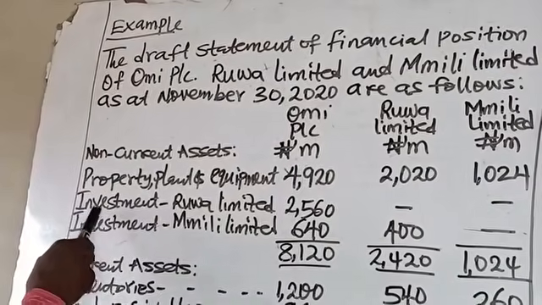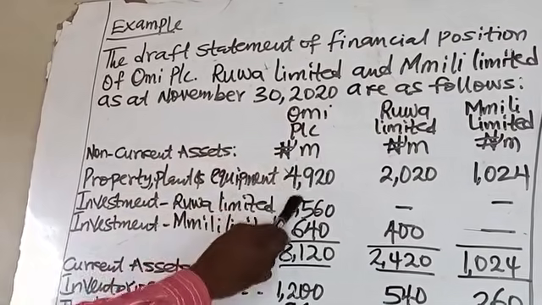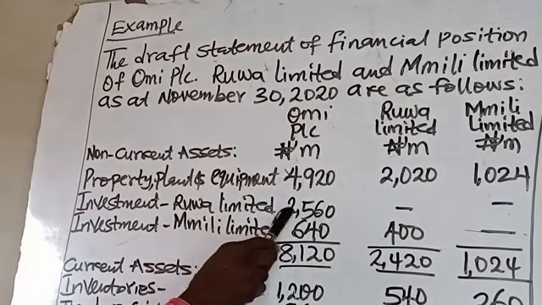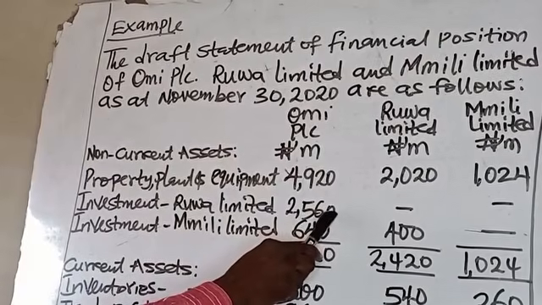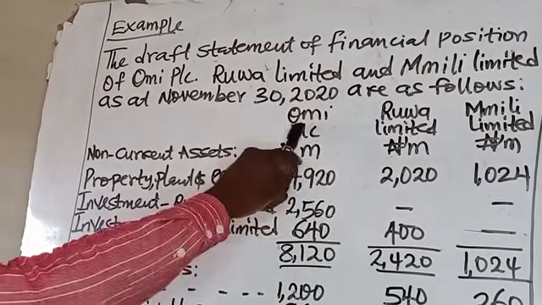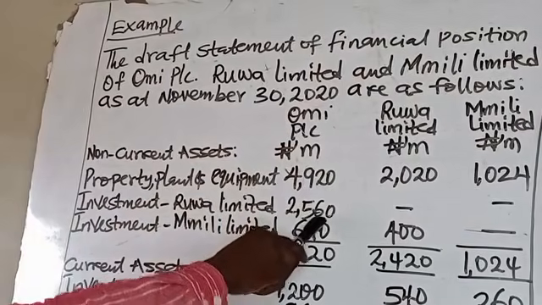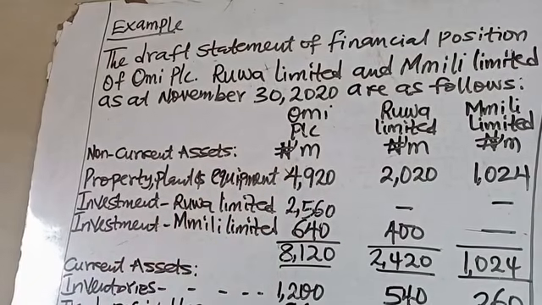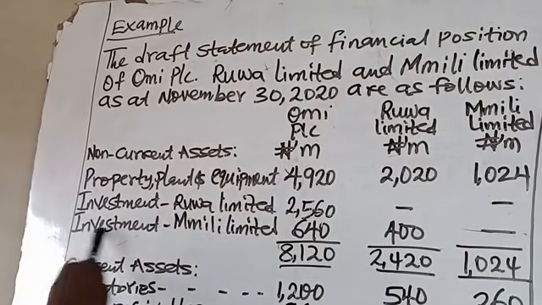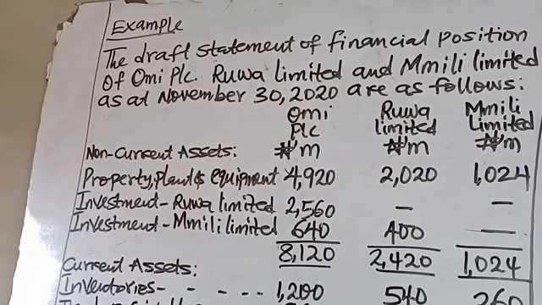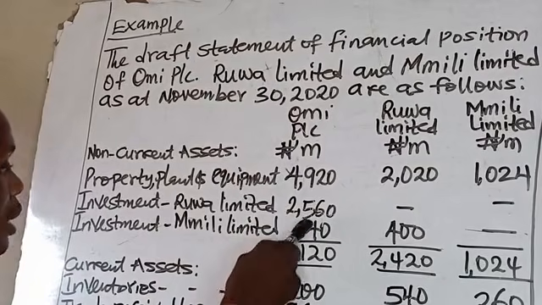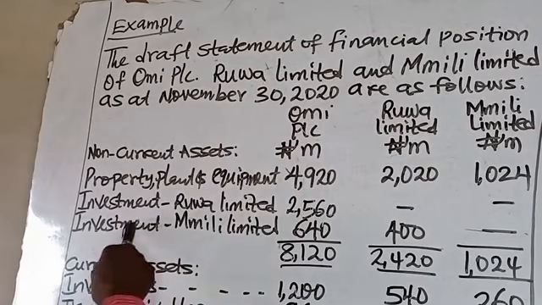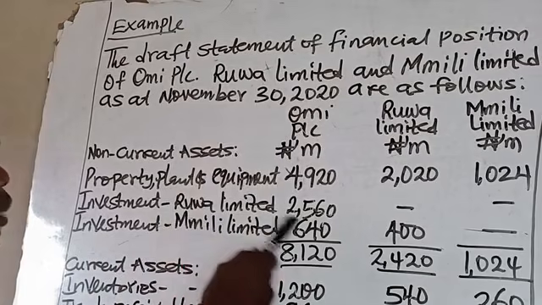Remember, you were given investment in Ruwa Limited in the column of Omi PLC. That is to show that Omi PLC paid 2,560 million in acquiring its stake in Ruwa Limited. That is the consideration for the acquisition of Ruwa Limited. Then, investment in Mili Limited. Omi PLC acquired 40% of Mili, so this 640 million is the amount paid by Omi PLC to the shareholders of Mili in acquiring the 40% stake.